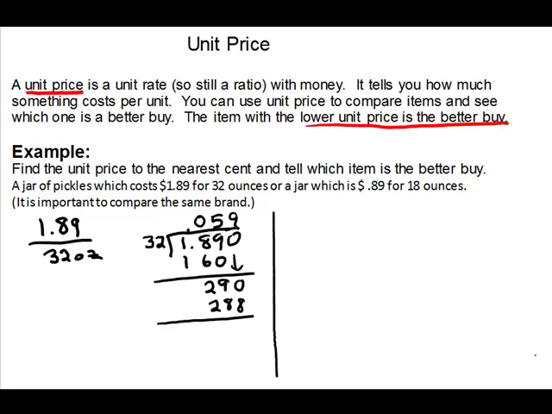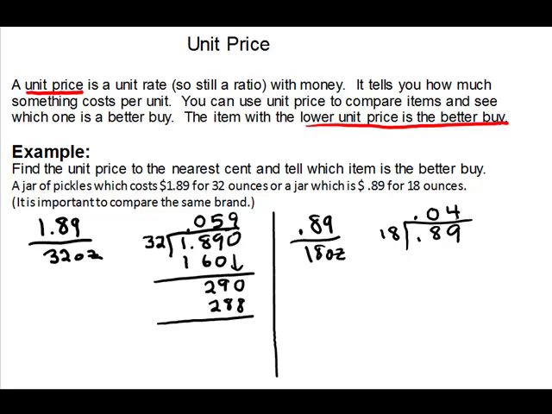Now let's do the other jar, which is 89 cents for 18 ounces. So first we'll write it as a ratio, 89 for 18 ounces. We have to go with long division, so we're doing 18 into 0.89. There's no decimal in the divisor, so your decimal goes straight up. And we'll divide 18 into 8. It won't go. We have to put a 0. 18 into 89 will go 4 times.